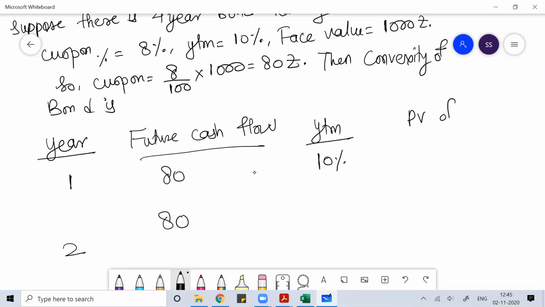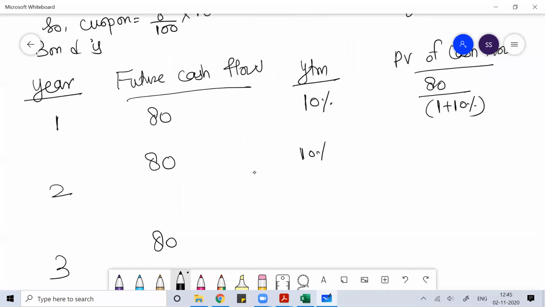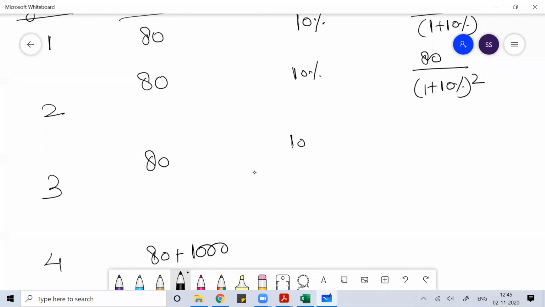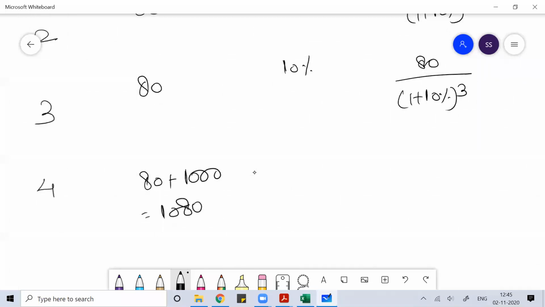So the present value of cash flow is 80 divided by 1 plus 10%, then 80 divided by 1 plus 10% squared, then 80 divided by 1 plus 10% to the power 3, and 1080 divided by 1 plus 10% to the power 4.